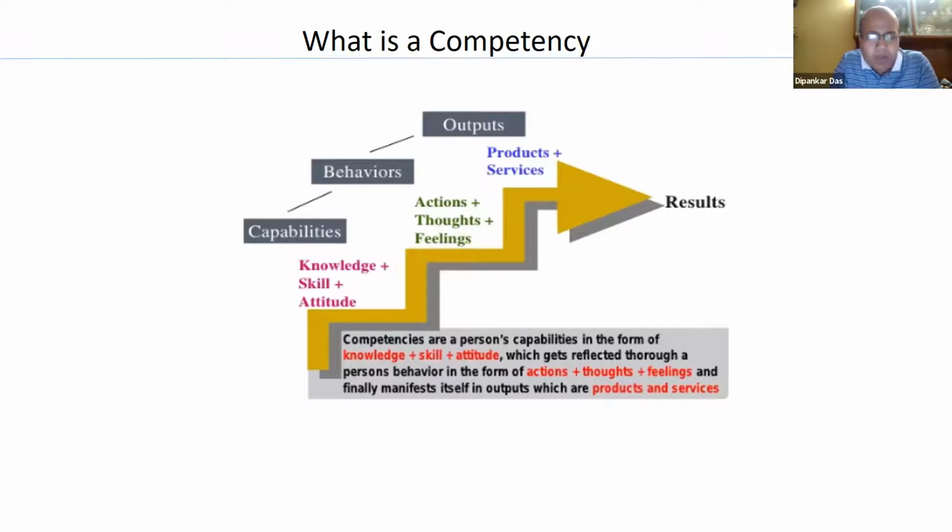Thanks. So a sum total of hard skills and soft skills make up competencies is what you mean over here, sir? Bhumi, can you just say that again? Yes, combination of hard skills and soft skills. Yes. That's right.